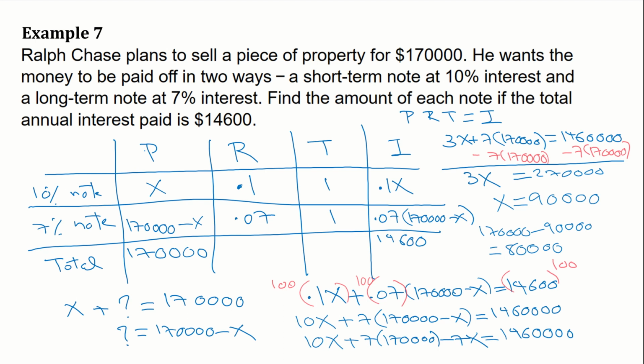All right, so now we'll answer the question properly. We'll say, I'll put it up here, $90,000. I'll put commas and the works, because now I'm going to present my answer to people who may not be mathematicians. So $90,000 at 10% and $80,000 at 7%.